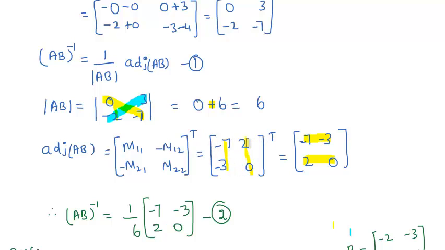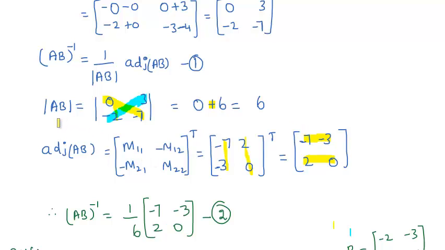In order to calculate the adjoint of AB, you have to take a transpose. How do you take a transpose? You have to exchange the columns into rows. So I am writing the first column into the first row, similarly the second column into the second row. So this is your adjoint of AB.